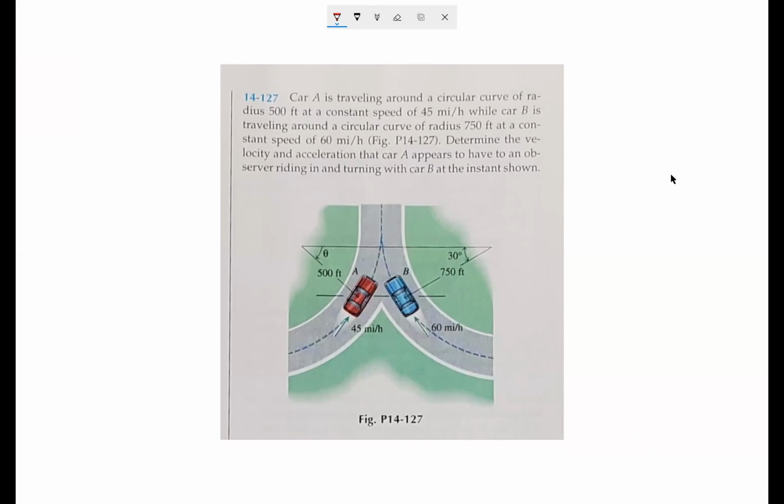This is problem 14-127. Car A is traveling around a circular curve of radius 500 feet at a constant speed of 45 miles per hour, while car B is traveling around a circular curve of radius 750 feet at a constant speed of 60 miles per hour. Determine the velocity and acceleration that car A appears to have to an observer riding in and turning with car B at the instant shown.